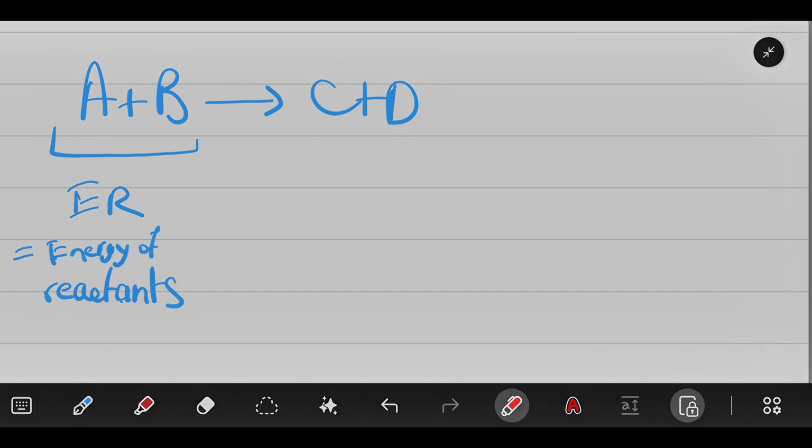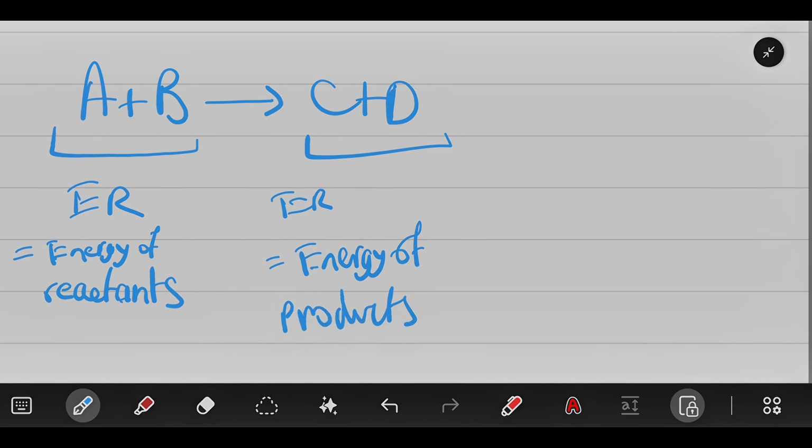Now the caveat is that the energy of products and the energy of the reactants will never be the same. Let's go ahead and write down the energy of products over here so you have a better understanding. So the energy of reactants and the energy of products will never be equal. There are two possibilities. Either the energy of reactants will be more and the energy of products will be less, or the energy of reactants will be less and the energy of products will be more. On this basis, we will classify the reaction as endo or exo.